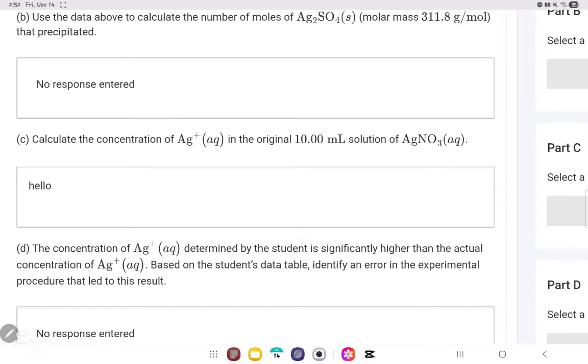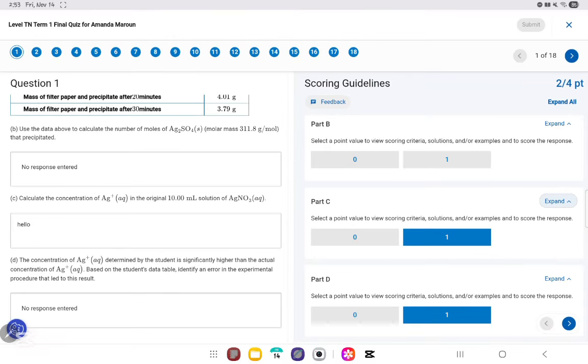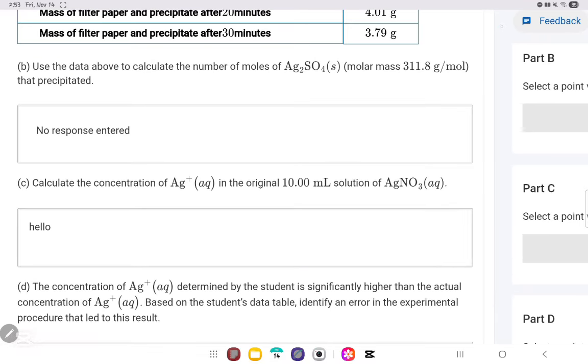What does it say in part C? Calculate the concentration of Ag+ in the original 10 milliliter solution of AgNO3 aqueous. So they want the concentration of Ag+. The concentration of Ag+ would be the number of moles of Ag+ over what? Over the total volume, right? So how do I find the number of moles of Ag+?